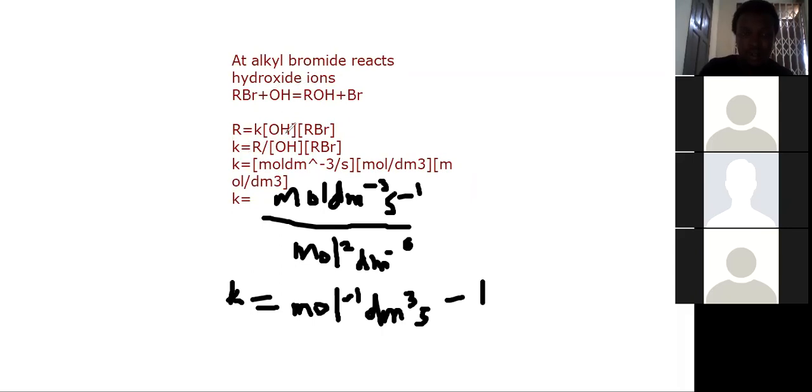I don't know if you get my point. When the hydroxide concentration is tripled, with the other concentration kept constant, the rate is also tripled. We know the order of reaction with respect to hydroxide is 1, so 3 raised to the power 1 is 3. So the rate will also be tripled.